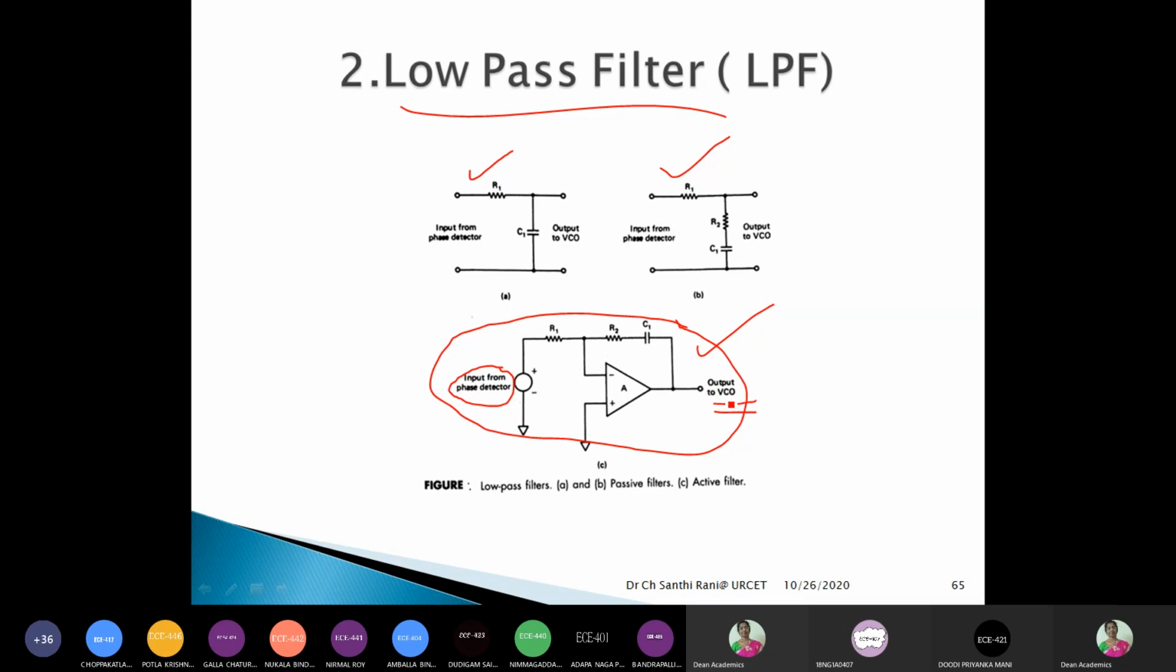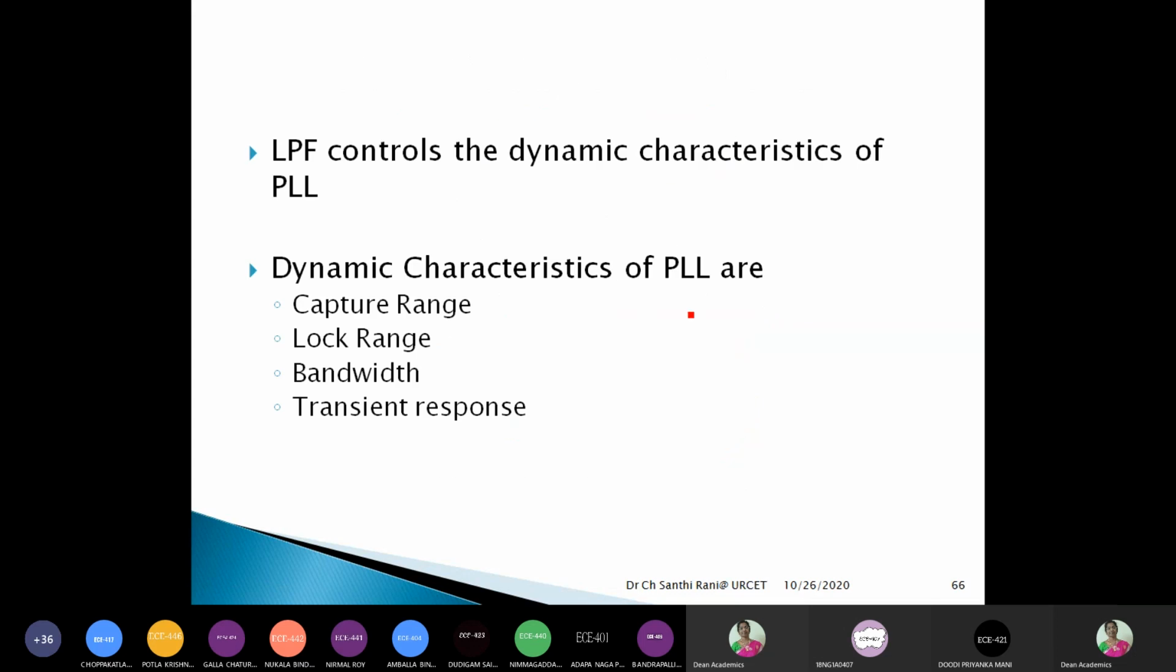Right? So like that, the output is given to the voltage controlled oscillator. All other things are the same, but additionally, this low pass filter has some most important functions also. Let us see that in the next slide. This low pass filter controls the dynamic characteristics of the phase lock loop. So what are the other functions of the low pass filter here?